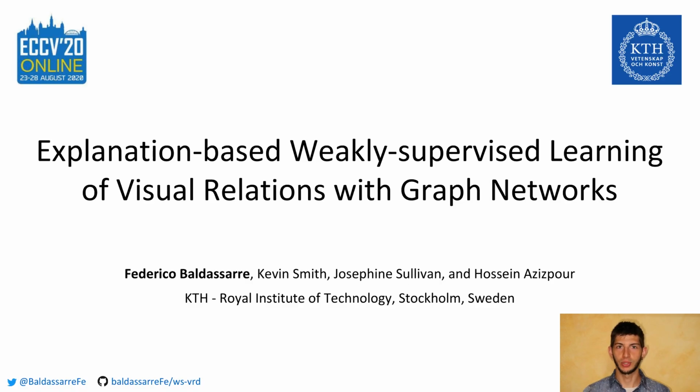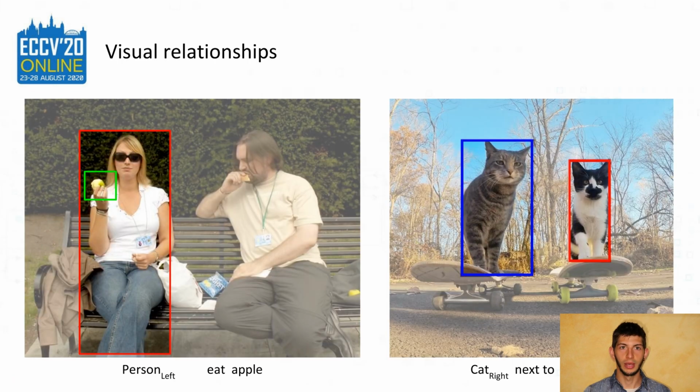Welcome to explanation-based weakly supervised learning of visual relations with graph networks by Federico Baldassarre, Kevin Smith, Josephine Sullivan and Hossein Azizpour at KTH Stockholm. A visual relation is a triplet of subject, predicate and object, such as person, eat, apple, where the subject and the object are spatially localized in the image.